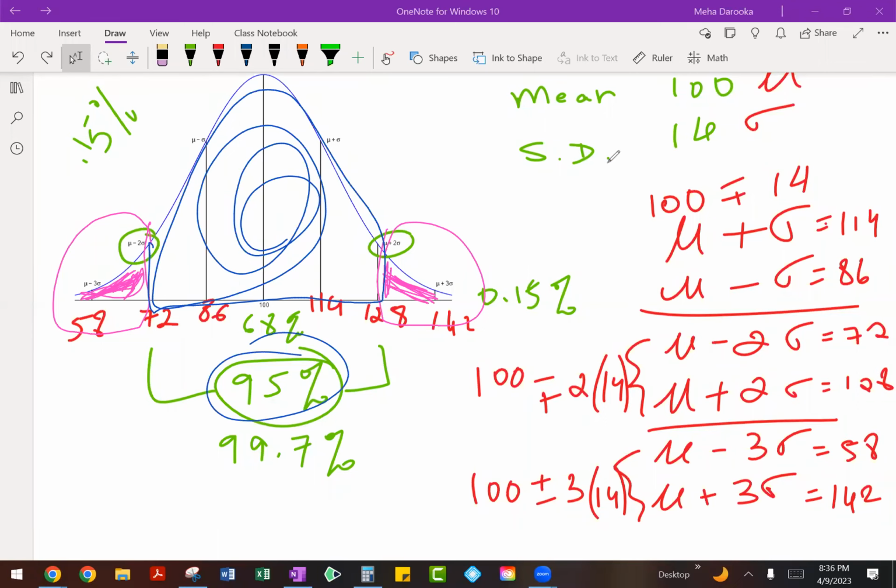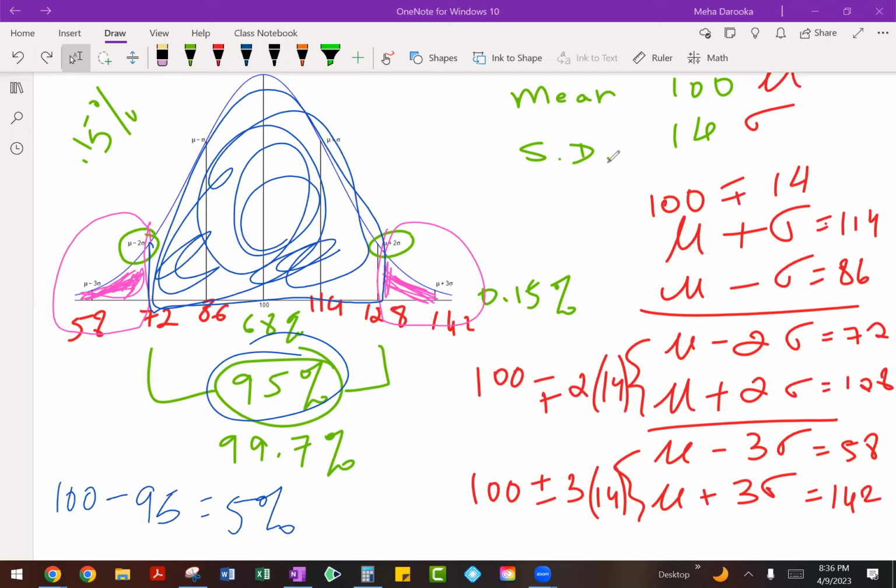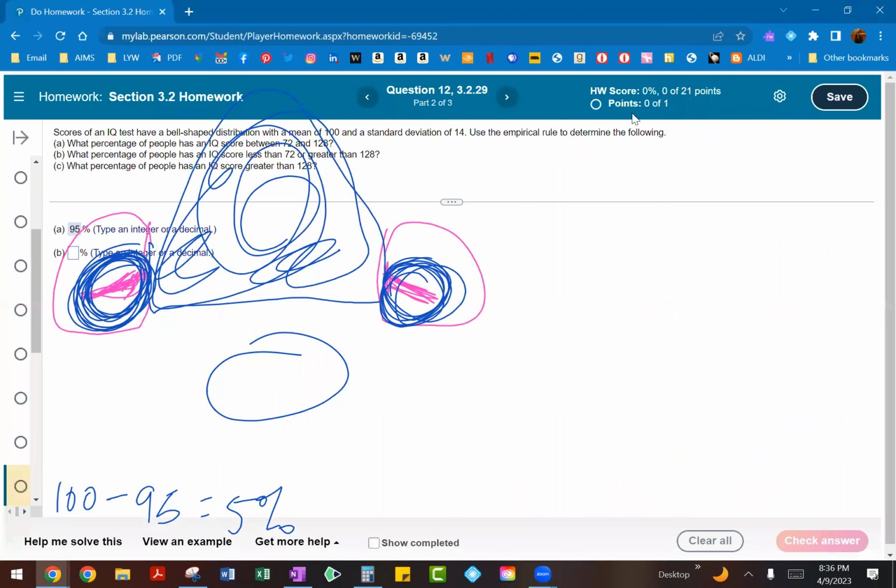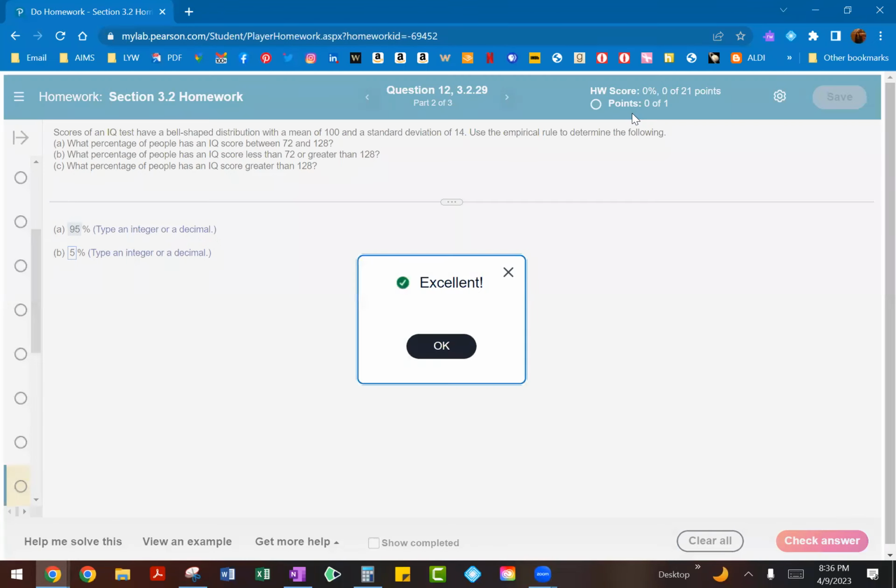Which means if all of this in the center is 95%, then out of 100%, you subtract 95, and that tells you only 5% of the people are going to fall in the less than 72 and the more than 128. That's how you calculate it, because that's the remaining part of the people. So 5% of the people are going to be less than 72 or greater than 128. So let's take a look at that. So that will be 5%. Let's clear this out. And you're going to say 5% over here.